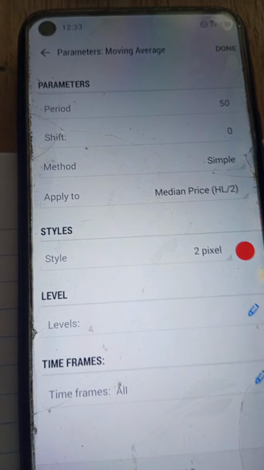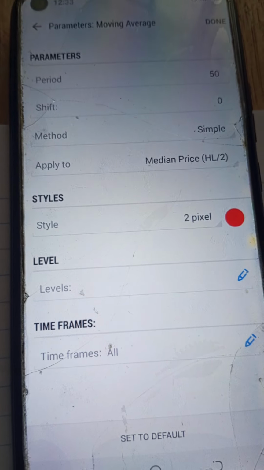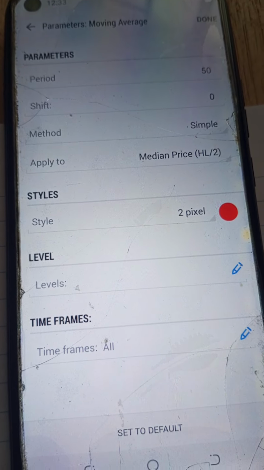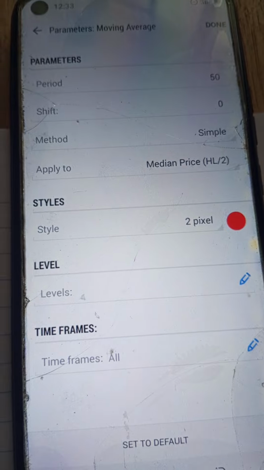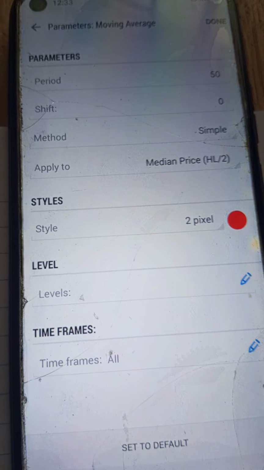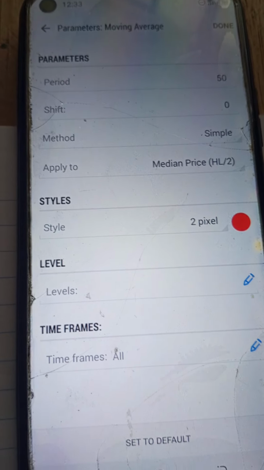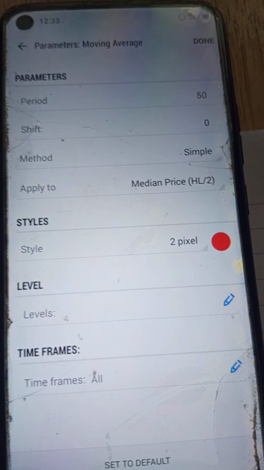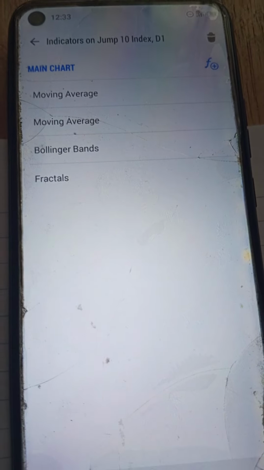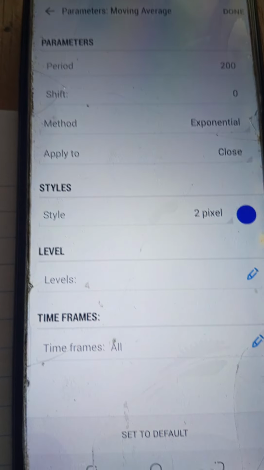Guys, I used moving average period 50. As you can see, I use shift 0, method simple, apply to median price HL/2. Then style 2 pixel, any color of your choice, guys. You go up here, you click done. Our second moving average is moving average 200.